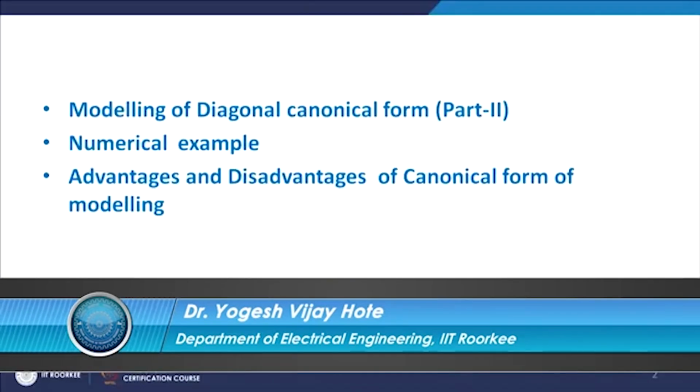Now we start with diagonal canonical form part 2. In this we will study modeling of diagonal canonical form part 2. Part 2 means here the degree of numerator is same as the degree of denominator. Then a numerical example, and finally the advantages and disadvantages of the canonical form of modeling.